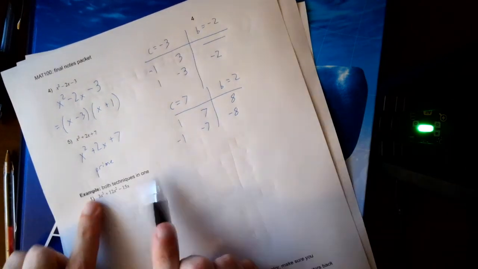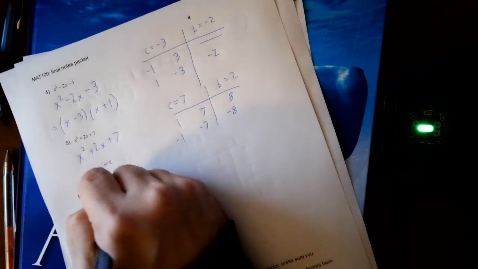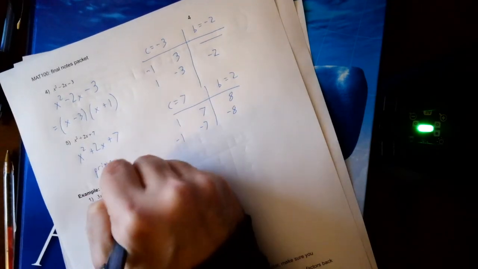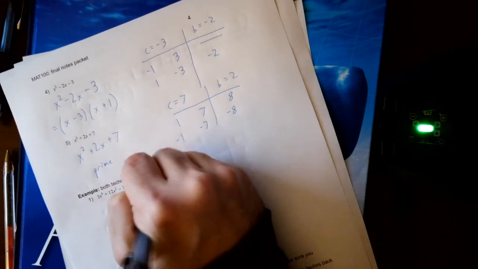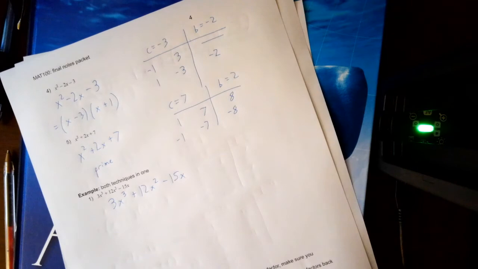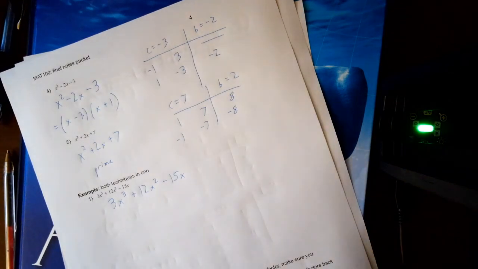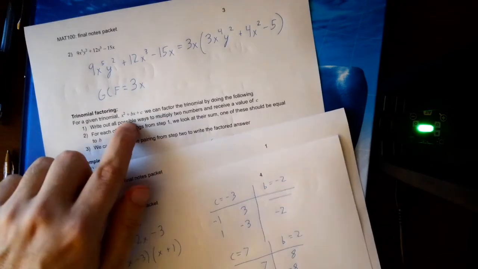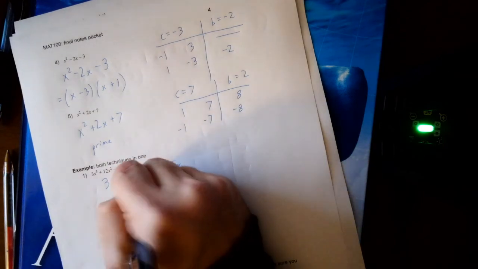Now, an example with both techniques in one, let's take a look here. 3x cubed plus 12x squared minus 15x. I need to factor this. Right away, I know it's not a standard trinomial because it's not x squared plus something x plus or minus c, right? It doesn't match the standard format for trinomials. So I should look for a GCF first.